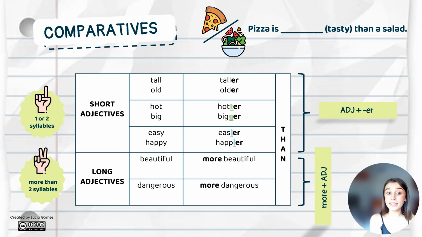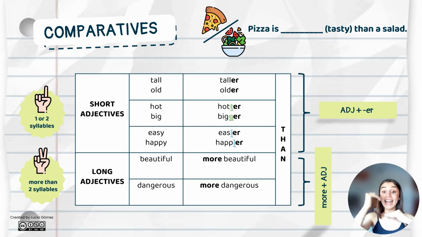Por otra parte, tendríamos los largos. ¿Qué pasa con los largos? Que ya son palabras largas de por sí. No voy a poder hacer beautifuler or dangerouser. It doesn't make sense. So what I'm going to do is to make it as in Spanish. More beautiful, more dangerous, más bonito, más peligroso, igual que en español.